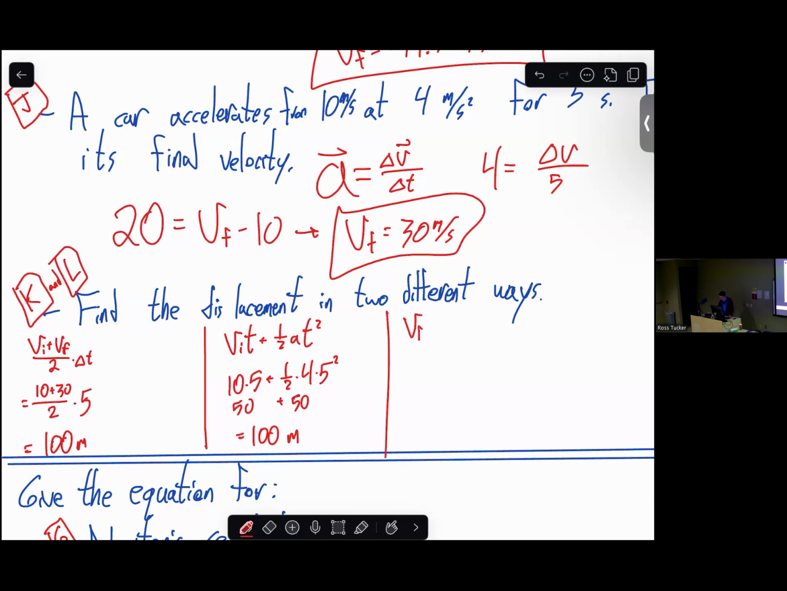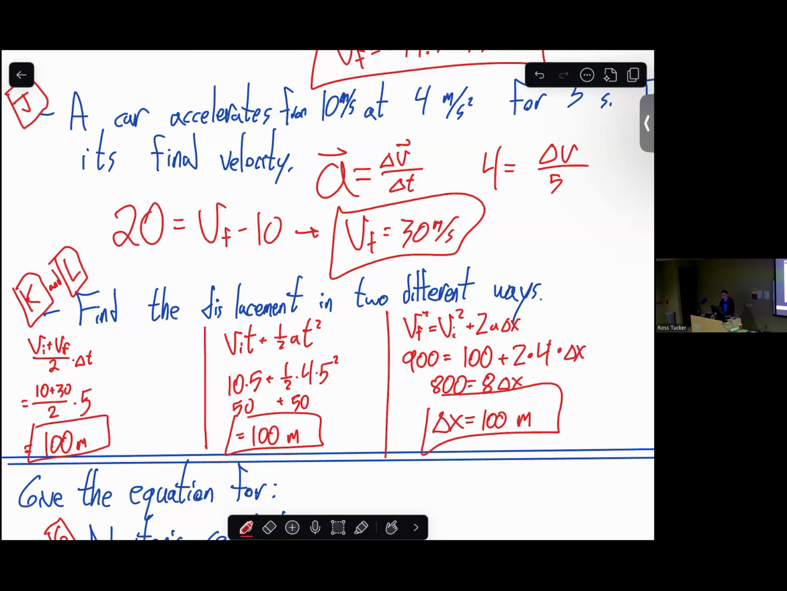I can use V final squared equals V initial squared plus 2AX. To be precise, 2A delta X. V final, 30. 30 squared is 900. V initial 10. 10 squared is 100, last I checked. Okay, solve this equation for delta X. First, I get rid of the 100. 800 equals 2 times 4, which goes by the name 8, delta X. I guess delta X equals, you'll never believe this, the same answer as before. Any of these 3 methods works.